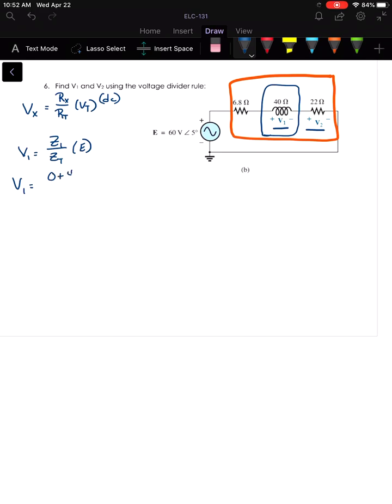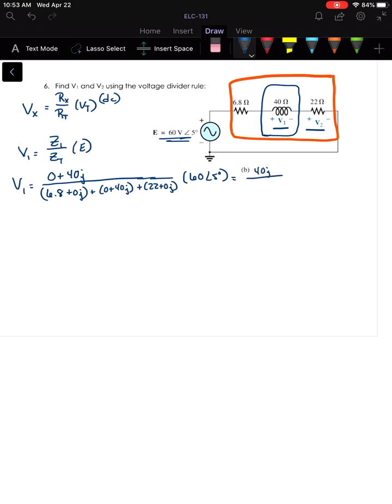So Z1 would be 0 plus 40J. That is our inductor. And then ZT is going to be 6.8 plus 0J, the 40 ohm resistor, 0 plus 40J, and the 22 ohm resistor, plus 22 plus 0J, times our phasor voltage, which is 60 volts at 5 degrees.